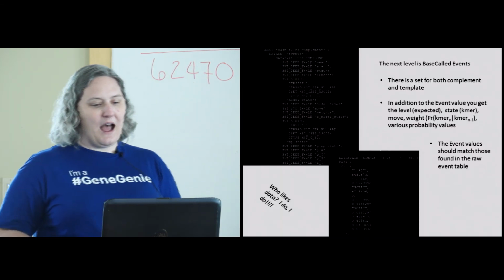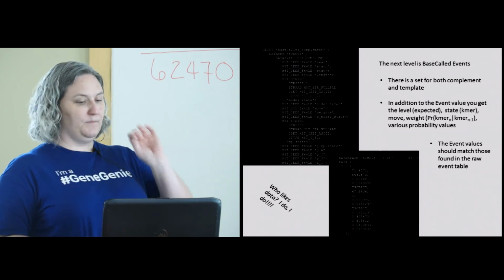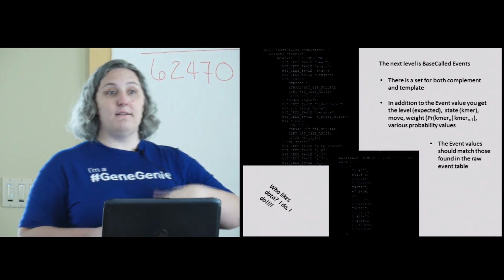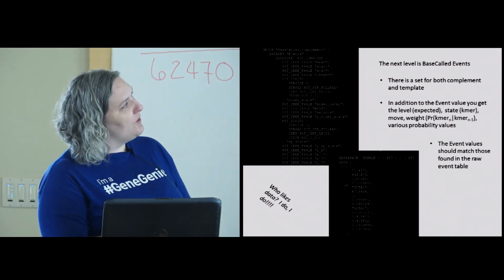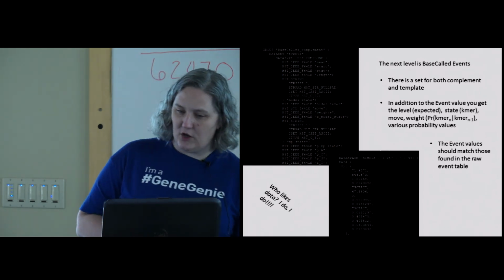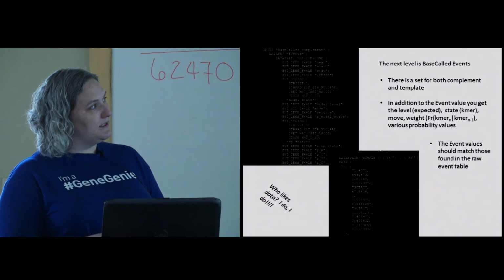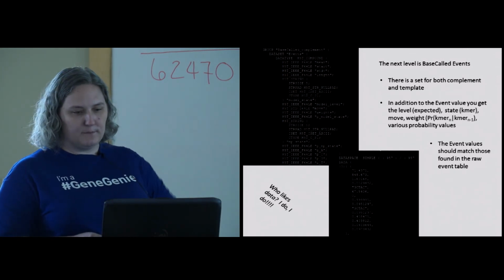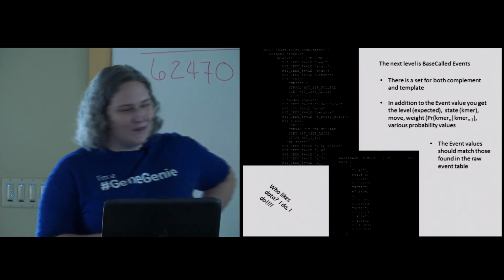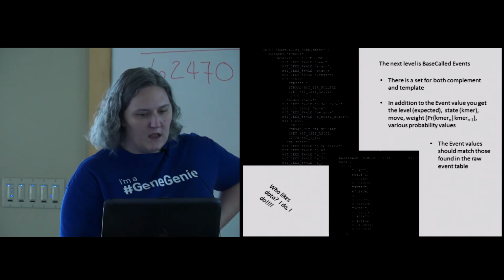Now, we have a higher level of complexity. This is still event space. This is base called events. So this is going to share many of the same values you see in the event data set, but we're also going to include things like the predicted 5mer or 6mer, depending on whichever you're looking at. You get this, it's called the level in this thing, because the level is the state that it's coming from. Sorry, states, not level. I apologize. The level is the expected value. The state is the 5mer.